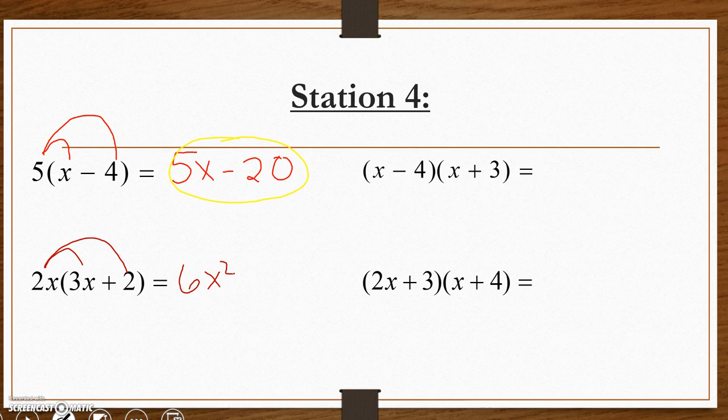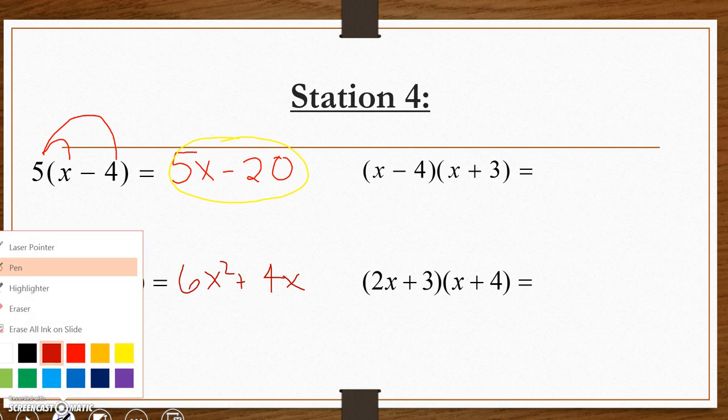And then you do 2x times 2. 2x times 2 is 4x. There's a plus sign, so put a plus sign in between.